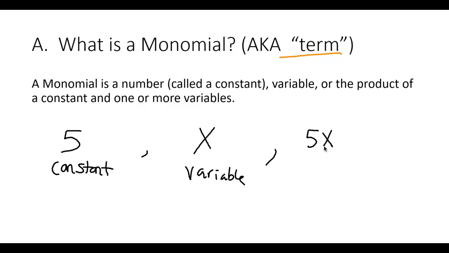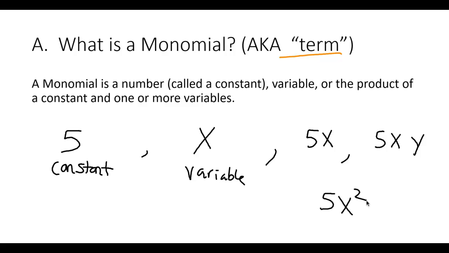And it could be more than one letter. So you could have like a 5 times an x times a y. That's a monomial. We won't be looking at those too much, honestly, but you could. It could be 5 times x, or in other words, 5 times x squared. Okay? So these are all monomials.